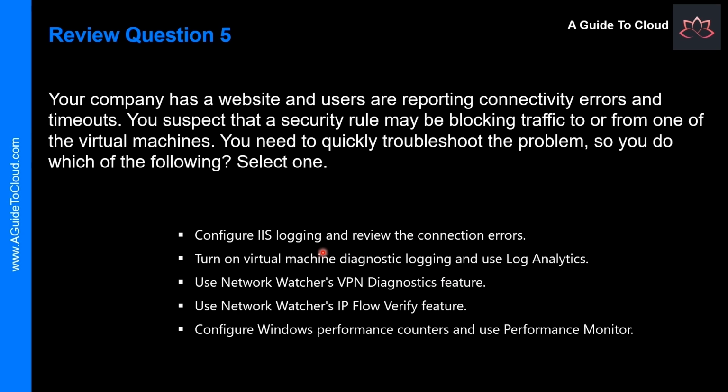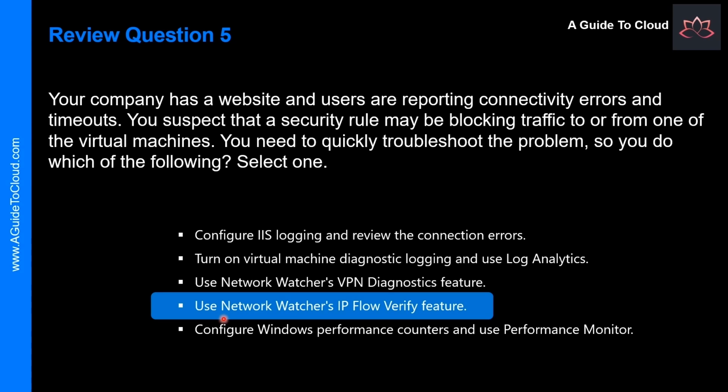Is it configuring IIS logging and reviewing the connection errors? Definitely not. Does turning on virtual machine diagnostic logging and using log analytics resolve the problem? No. Using the Network Watcher VPN diagnostics feature? We need to use Network Watcher, but not the VPN diagnostic feature. So the correct answer is to use the Network Watcher IP flow verify feature. Diagnosing connectivity issues is ideal for the Network Watcher IP flow verify feature.